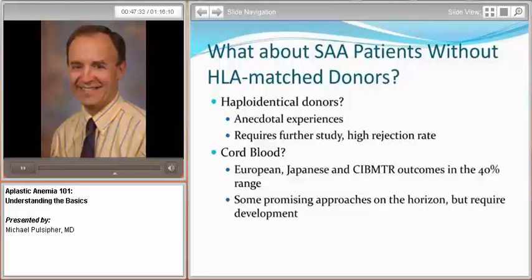Now, how about if a patient fails immune suppression multiple times and has no other alternative? What do we have to offer if they don't have a good match? And I'm going to talk about why they might not have a good match. They could have what we call half matches, or haploidentical donors. Or we could do a cord blood. And with cord bloods, we don't have to match quite as carefully as with unrelated donors.